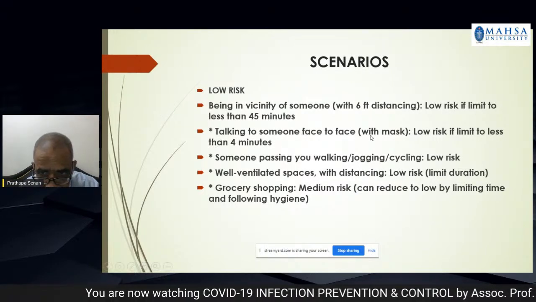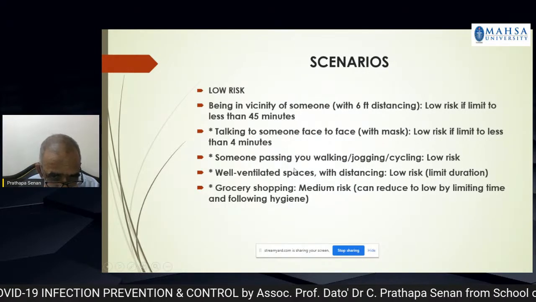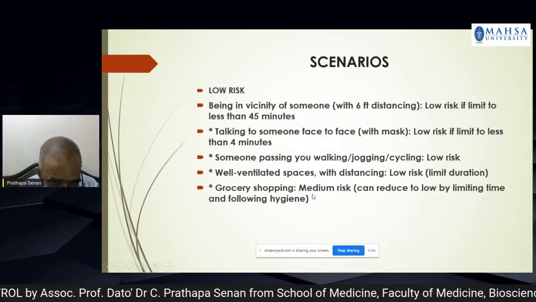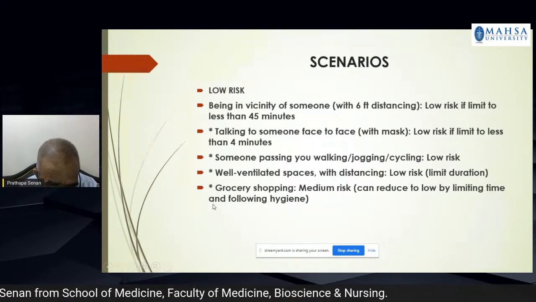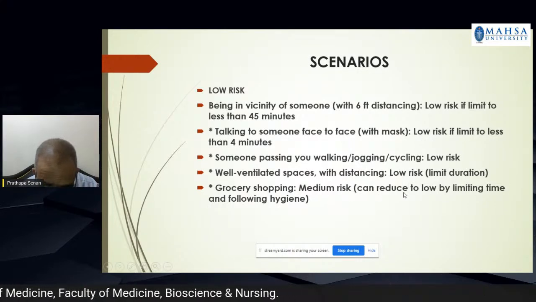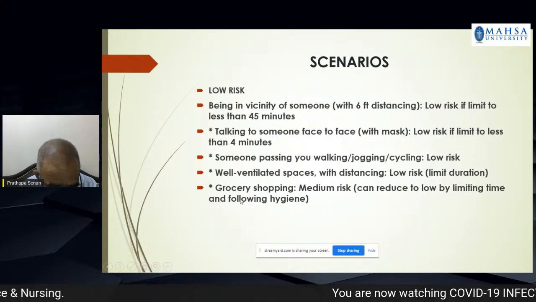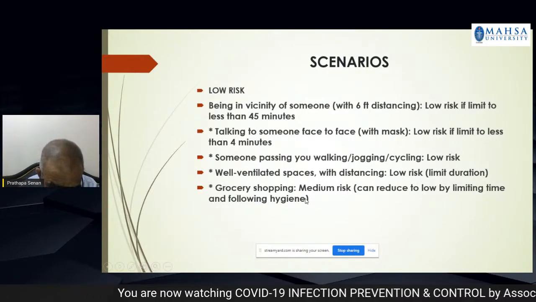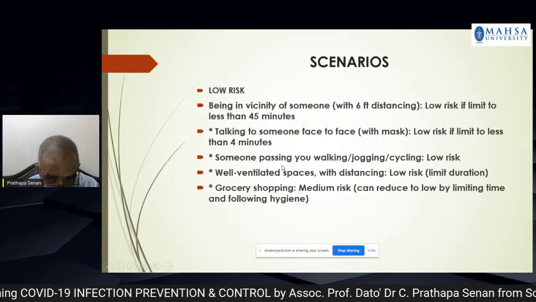Talking to someone face to face with a mask is low risk if limited to less than 4 minutes. Someone passing or walking, jogging, cycling, very low risk. Ventilated spaces with distancing, low risk. Grocery shopping, medium risk, depends on how long you're spending there and how long you spend shopping. If you can keep it to less than 15 minutes, the chances of you getting it is low, but it is reduced if you wear a mask.